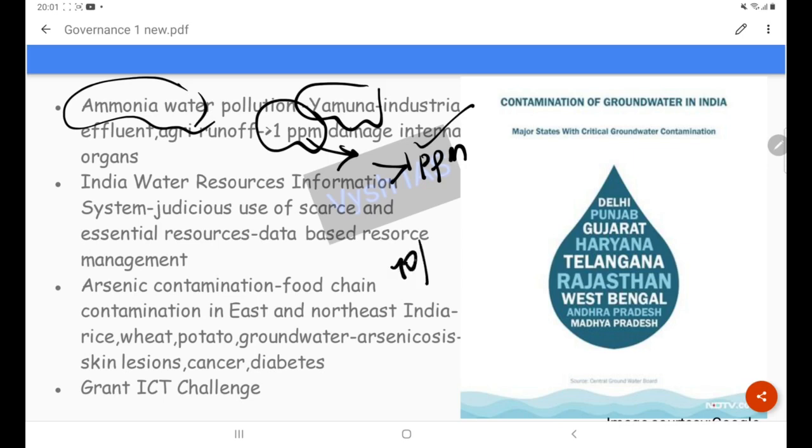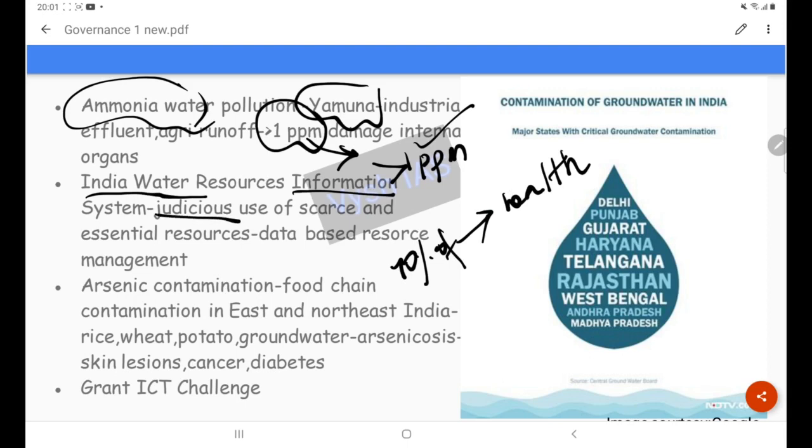Water makes up 70% of your body. So if you are not getting good and safe drinking water and for other things, then it is going to impact health very soon. Then there is this database based model, the India Water Resources Information System.